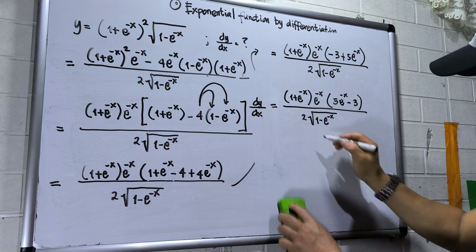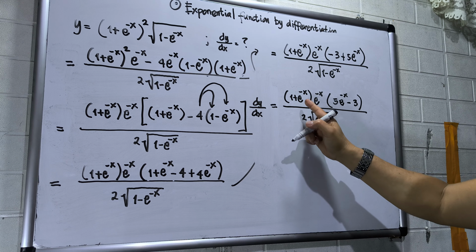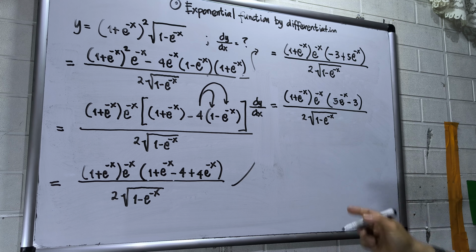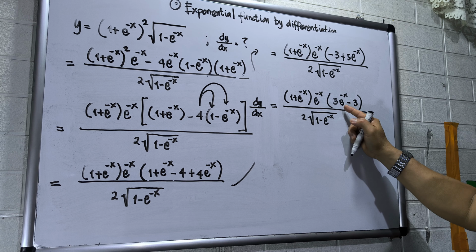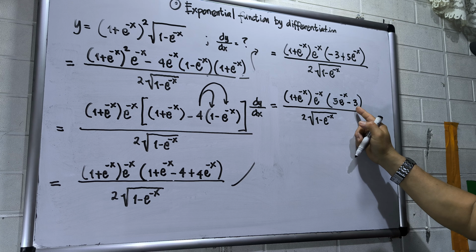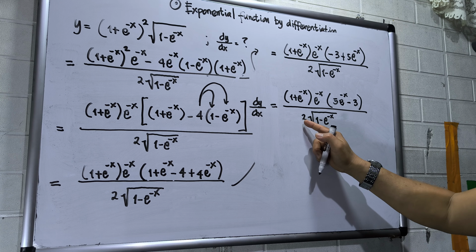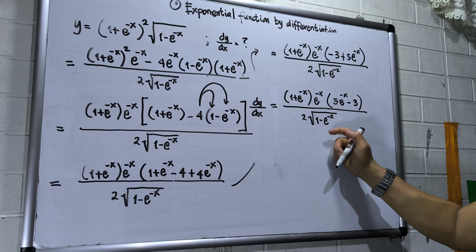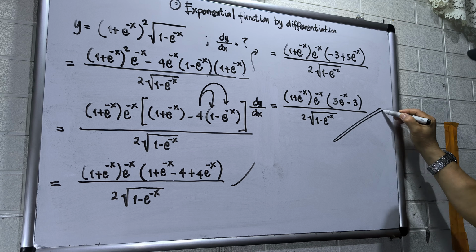So let us check. So this will be 1 plus e raised to negative x times e raised to negative x times circle brackets 5e raised to negative x minus 3 all over 2 times square root of 1 minus e raised to negative x. This is now my final answer.